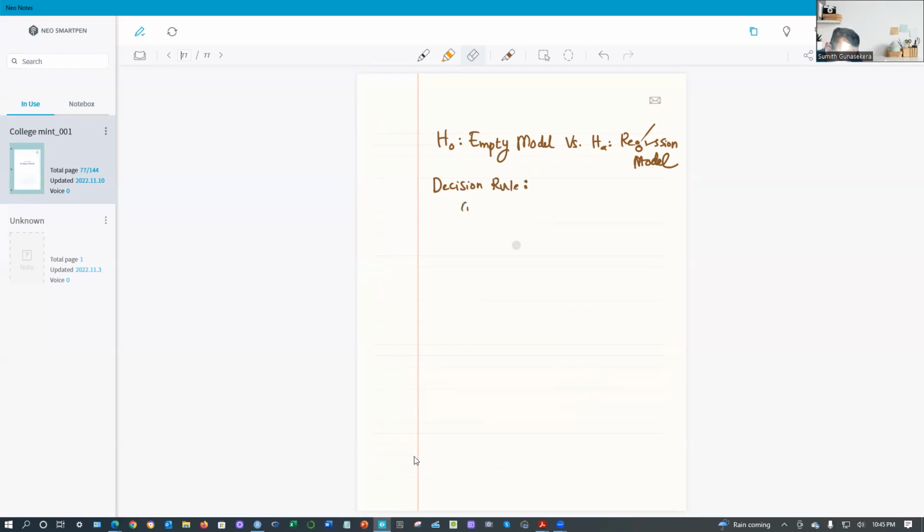One means we're going to see the p value. We're going to talk about that later, but for the time being, if the p value is extremely small, for p value less than the level of significance, which I denote alpha.